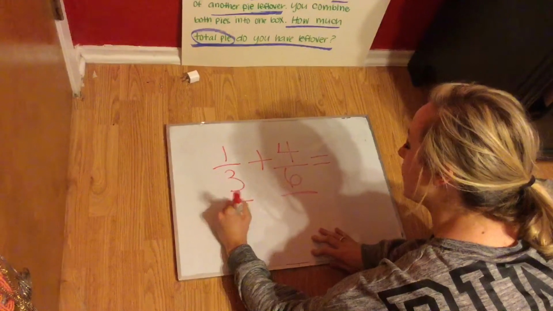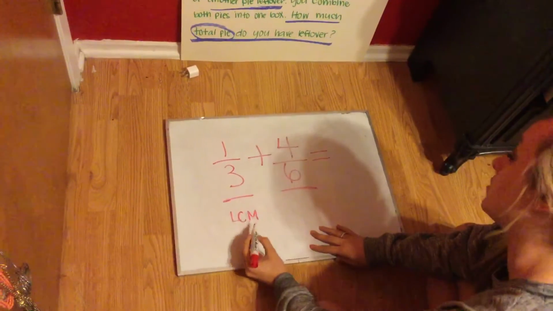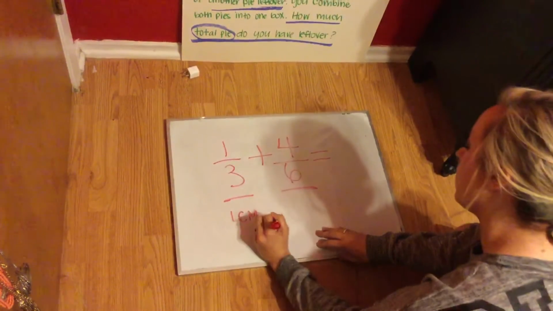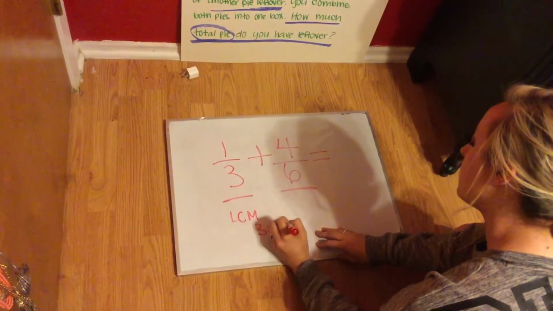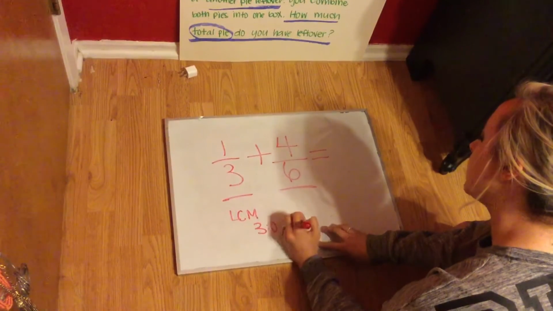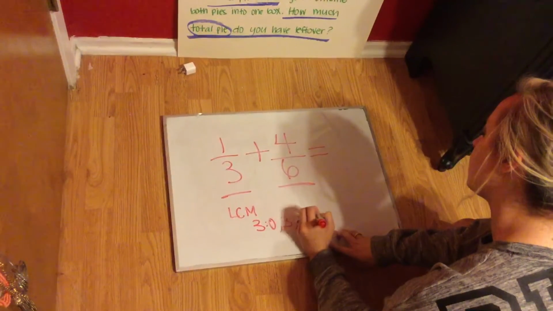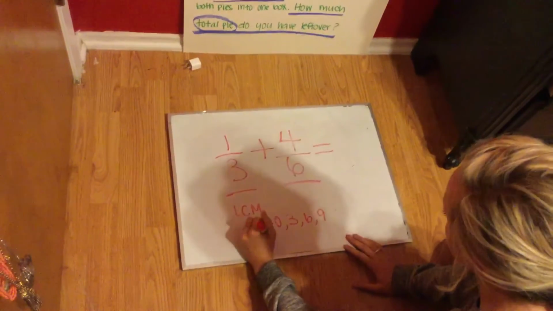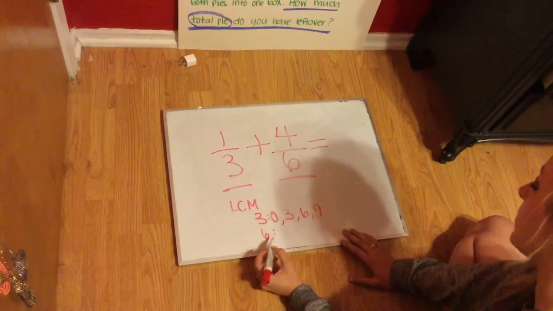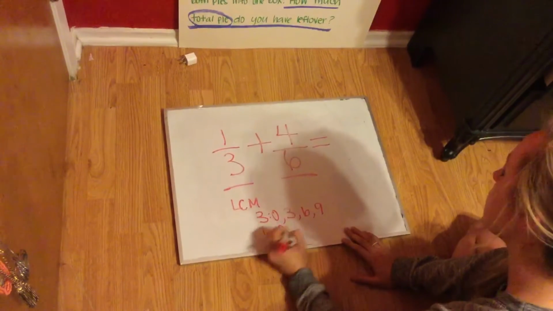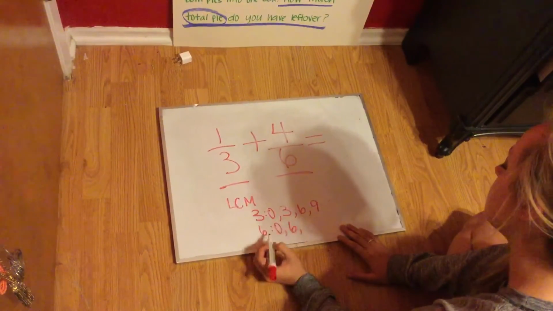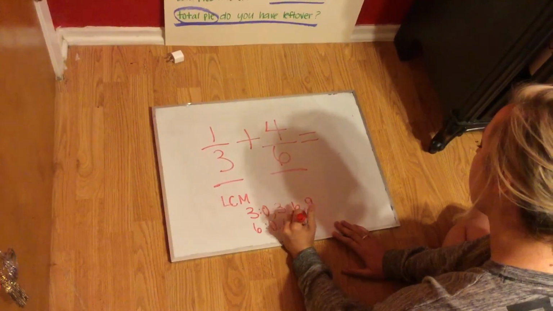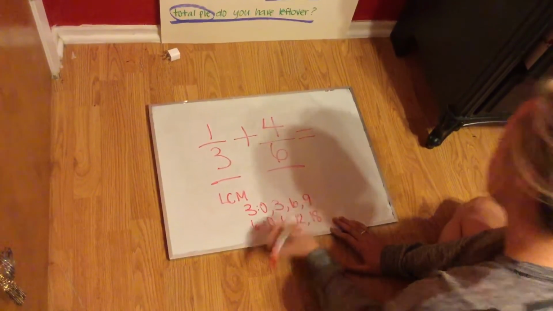So I'm going to come down here and find the least common multiple. I'm going to start with 3. You know that 3 times 0 is 0. 3 times 1 is 3. 3 times 2 is 6. And 3 times 3 is 9. Okay, now I'm going to go to the 6's. 6 times 0 is 0. 6 times 1 is 6. 6 times 2 is 12. And 6 times 3 is 18.